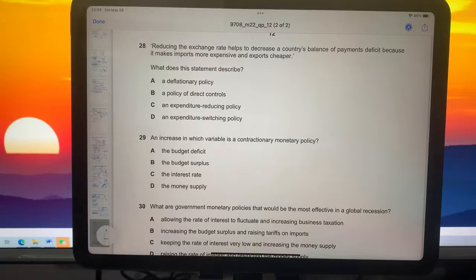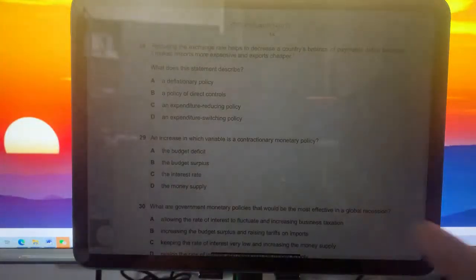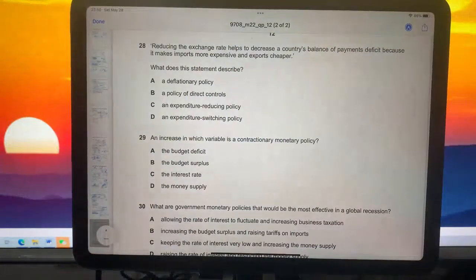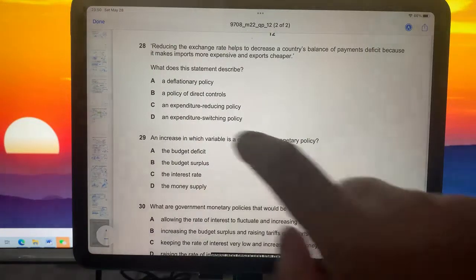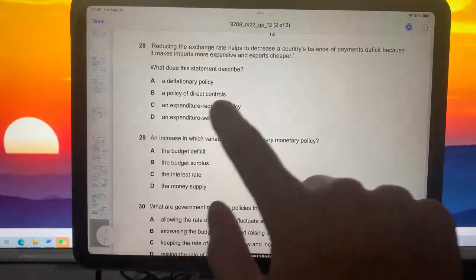Is it a deflationary policy? That would be fiscal policy or monetary policy. This is exchange rates. So it's monetary, but it's not deflationary. They're trying to increase exports, probably. So the answer is not A.